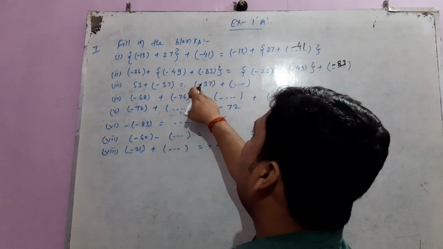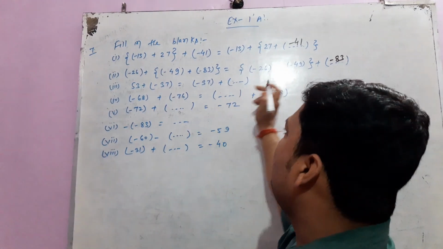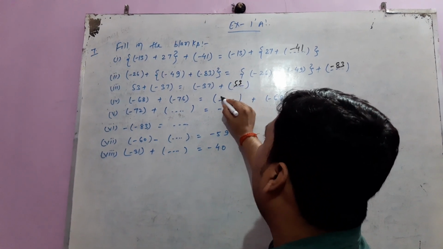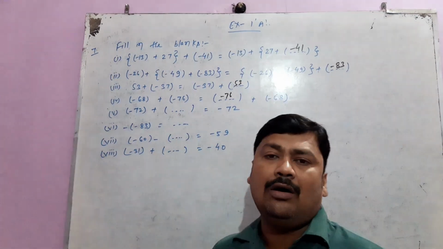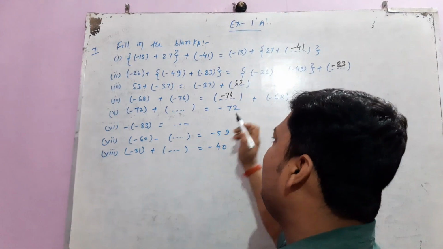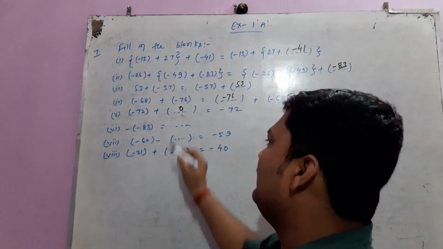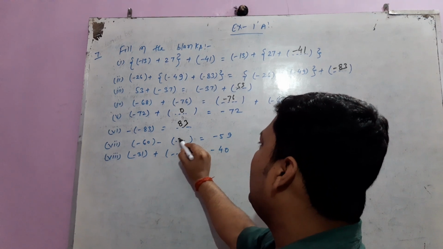Now these two questions, third and fourth, belong to the commutative law of addition. So what term is missing here? 53. We have to fill here. Similarly here, minus 76. Now question number 5 belongs to the law of existence of additive identity. So we have to fill here 0. Similarly here, additive inverse 83. Here we have to put minus 1.